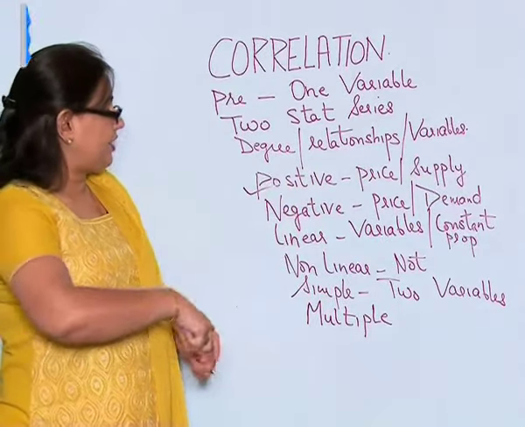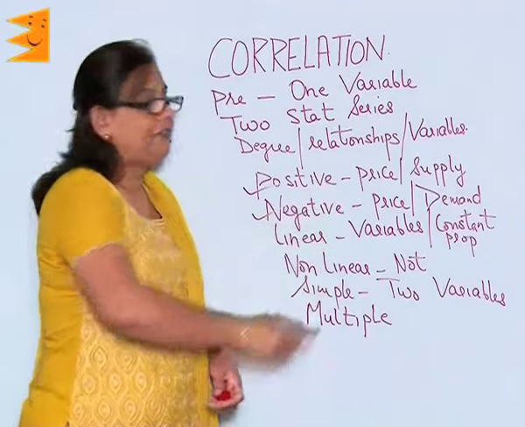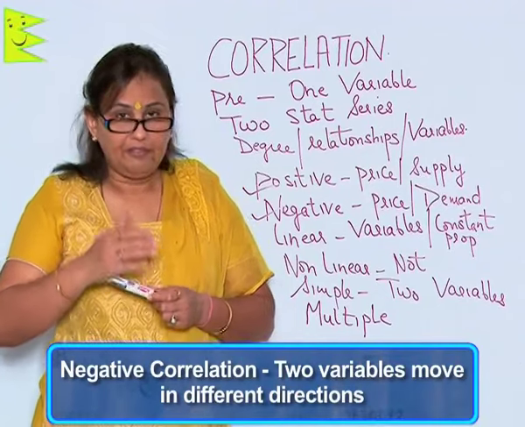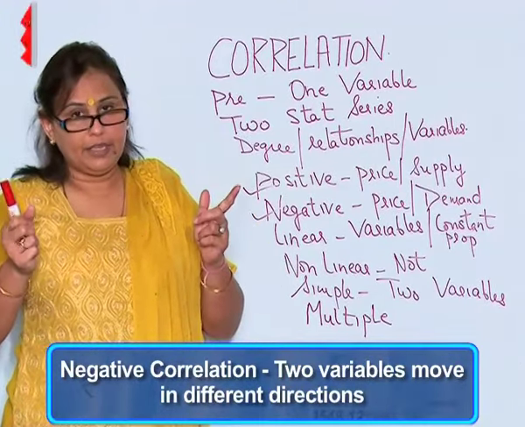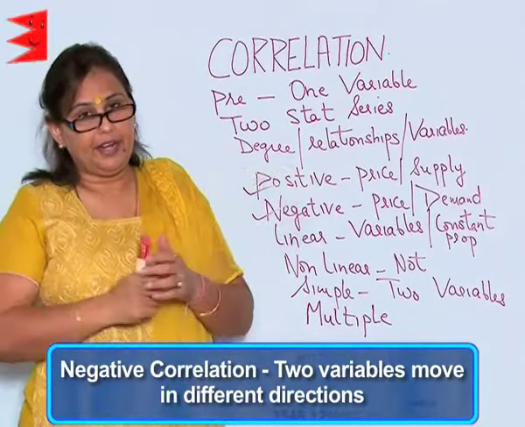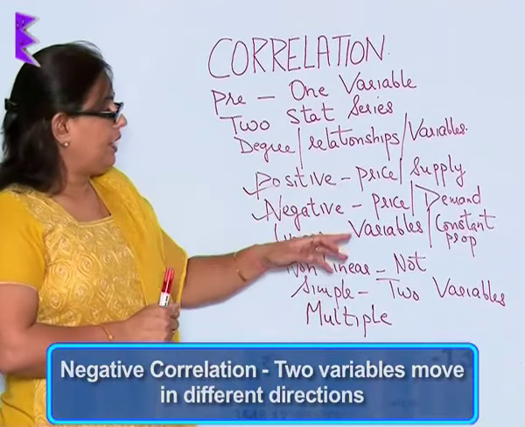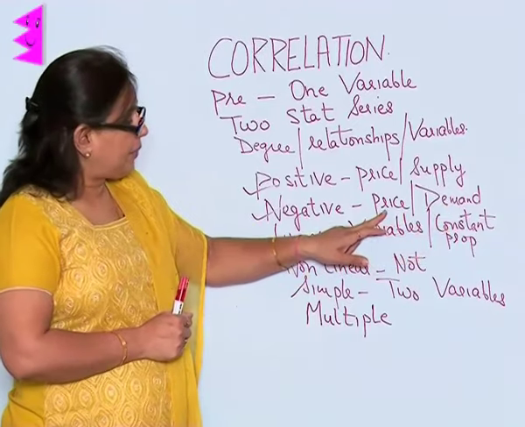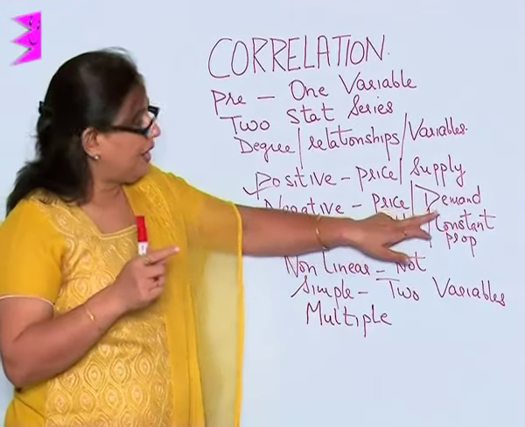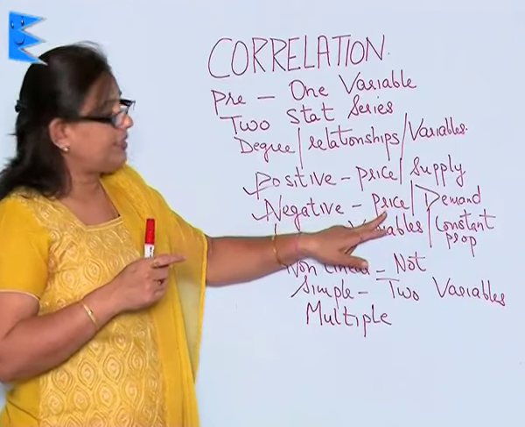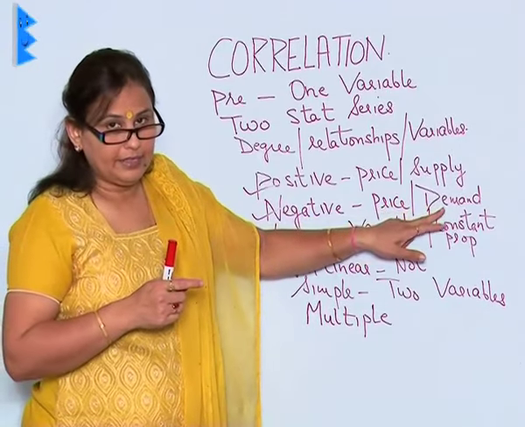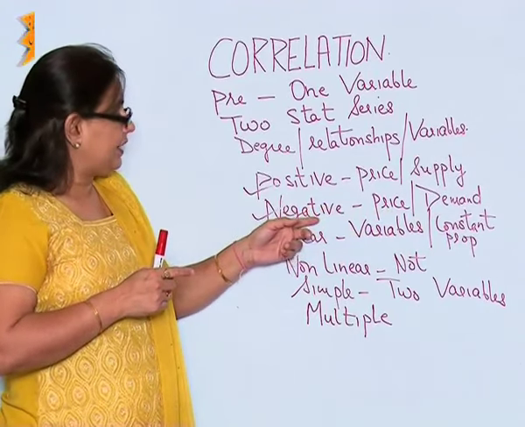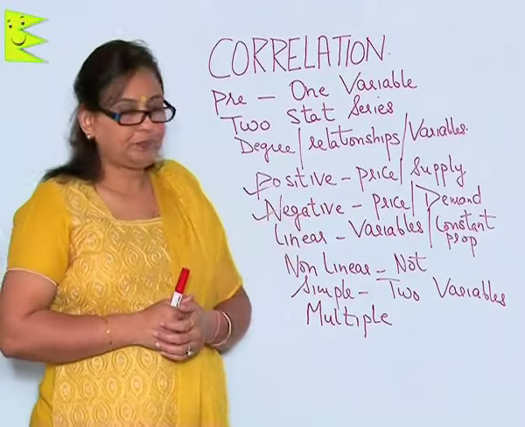The next relationship is the negative correlation. Negative correlation is when two variables move in different directions. For example, the study of price and demand. When the price rises, the demand dips. When the price dips, the demand rises. So they are moving in opposite directions, and that is negative correlation.